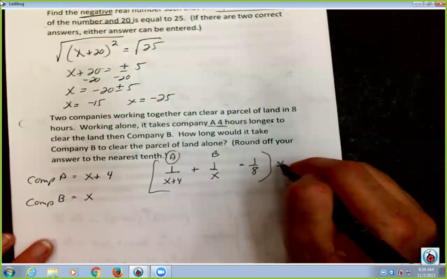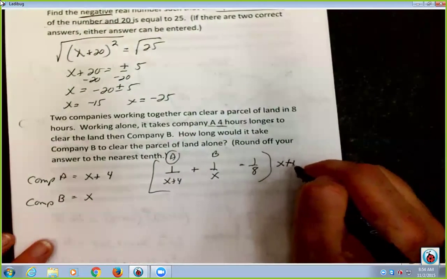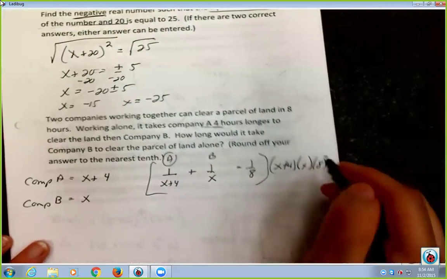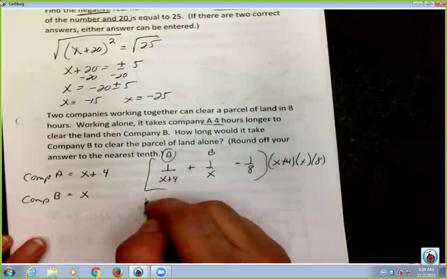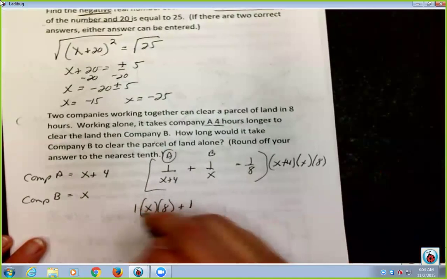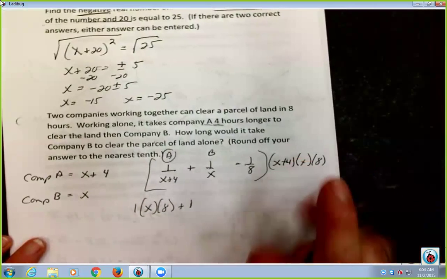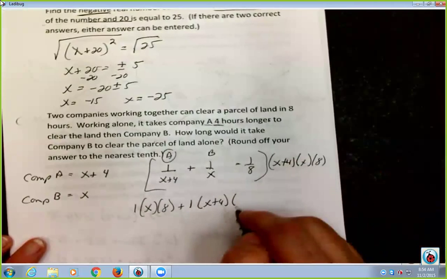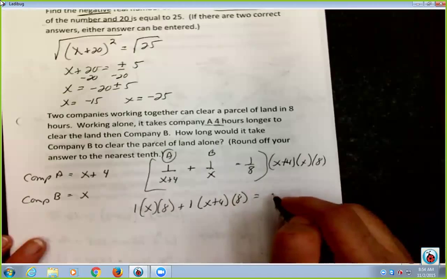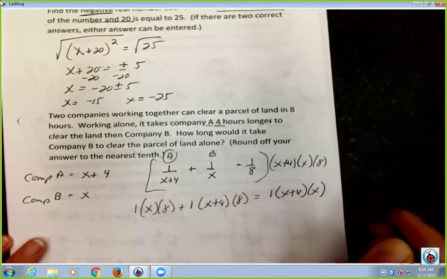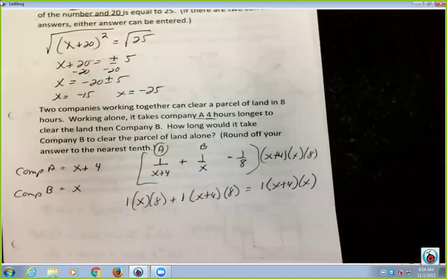And when I clear them out, I need to multiply both sides by x plus 4, x, and 8. And so x plus 4 cancels, so I have x times 8 times 1. Second one, the x canceled, so it's going to get multiplied by x plus 4 and 8. And finally, the 8 piece is 1 times x plus 4 times x. That's where the quadratic will come in, because you get an extra x at the end.